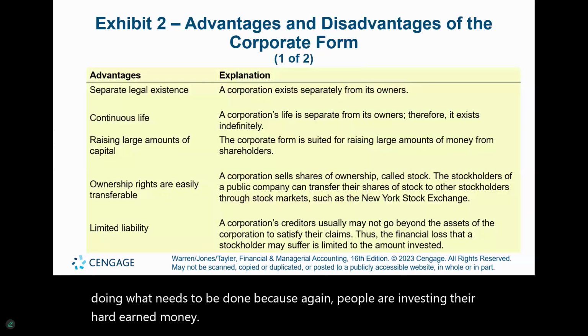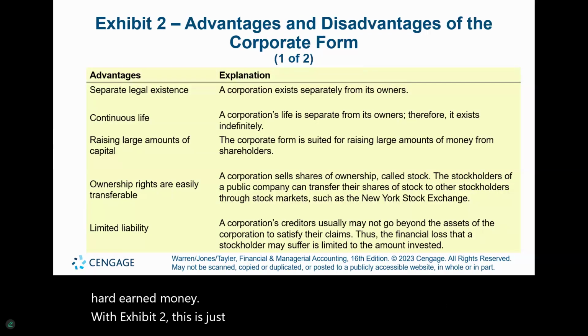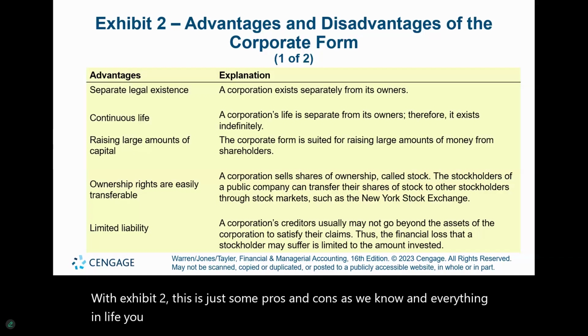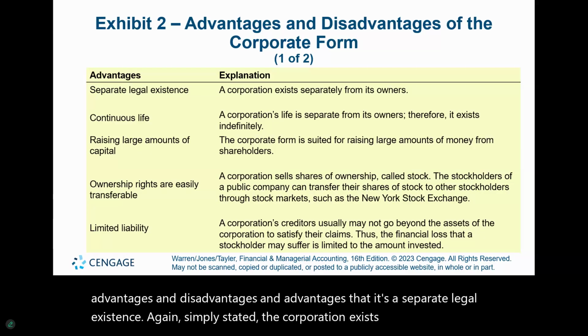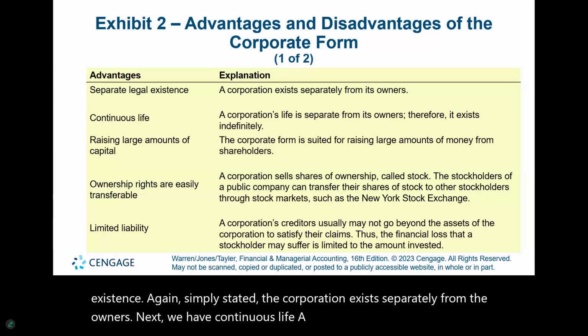With Exhibit 2, this is just some pros and cons. As we know, in everything in life, you have pros and you have cons. So with a corporation, some advantages and disadvantages. An advantage is that it's a separate legal existence. Again, simply stated, the corporation exists separately from the owners. Next, we have continuous life. A corporation can keep going, right?